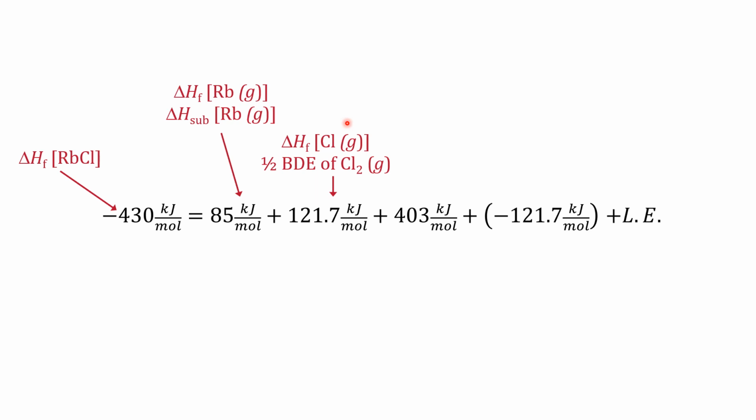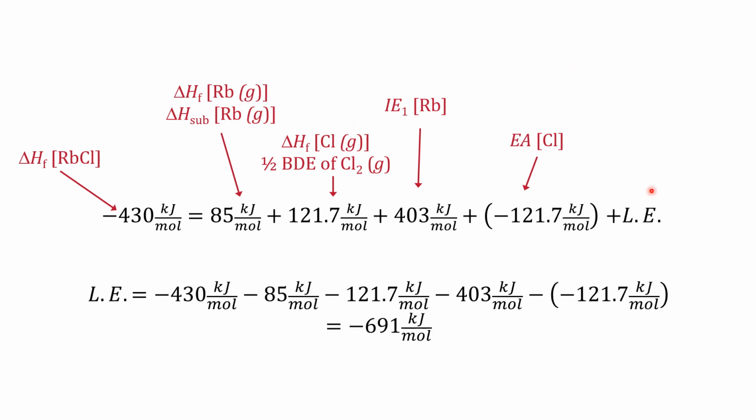And then the next one we had to do was to go from rubidium to rubidium plus. That corresponds to the first ionization energy of rubidium, which is the 403 kilojoules per mole. Then we need to go from chlorine to chloride. So that's the electron affinity of chlorine. And then the last remaining term in this Born-Haber expression is the lattice energy. And if you rearrange and solve all of that for the lattice energy, you get this expression here. Be very careful propagating the sign on the electron affinity terms and the subtraction sign. And that gives you a total of negative 691 kilojoules per mole.